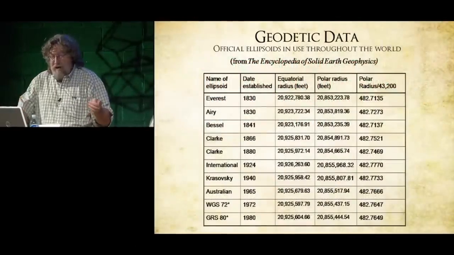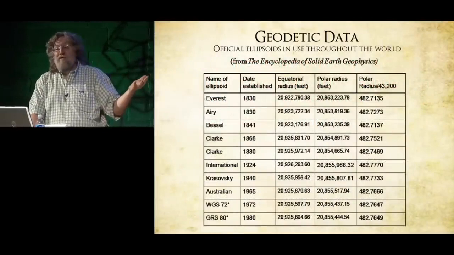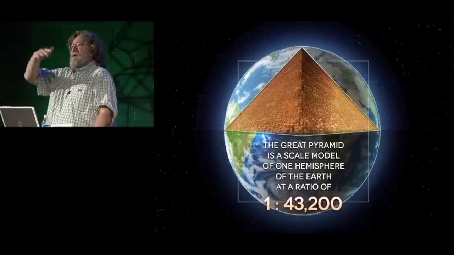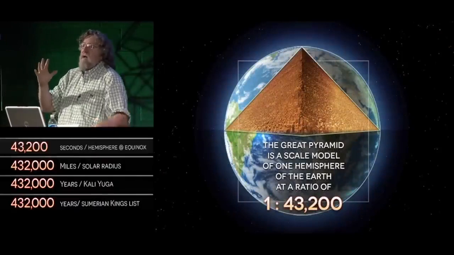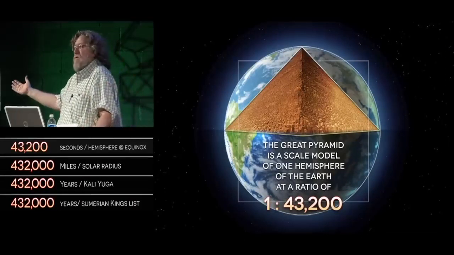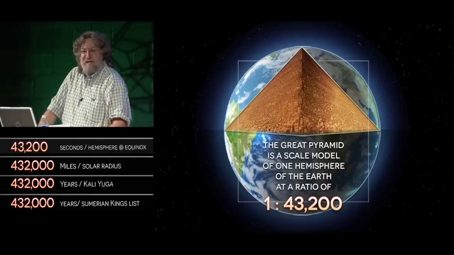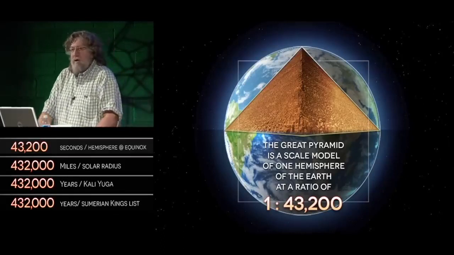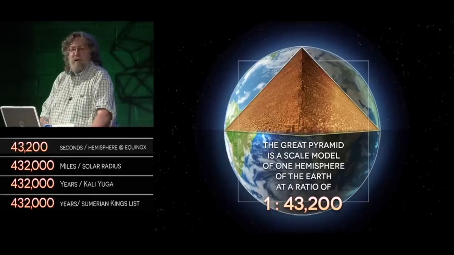And what you discover is that when you expand it by 43,200, which, if the number was just some arbitrary number, but it turns out that the factor of expansion turns out to be one of the critical sacred numbers within the ancient systems. And so here we have the pyramid now enlarged by 43,200 times.